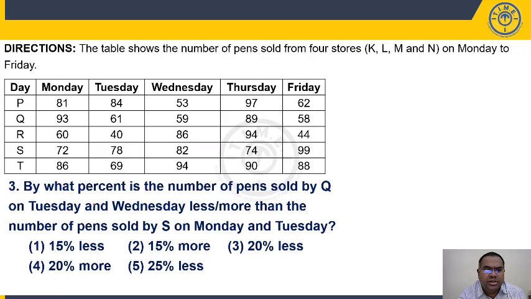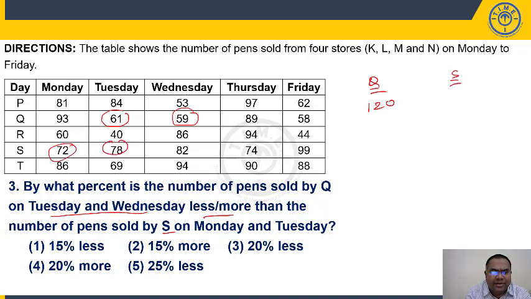Next question, students. Question number 3. By what percentage is the number of pens sold by Q on Tuesday and Wednesday less or more than the number of pens sold by S on Monday and Tuesday? Q on Tuesday 61, Wednesday 59. So how much is this? 61 plus 59, 120. S on Monday and Tuesday, 72 and 78 is 150.